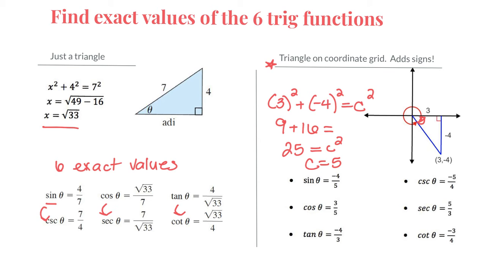So now we just write out the sine ratio. Notice that because that opposite side for that angle is negative 4, that sine is negative. Cosine from that angle is adjacent over hypotenuse. That would be positive. Tangent is opposite over adjacent. And then we take those 3 ratios and we flip them to find their reciprocal ratios.